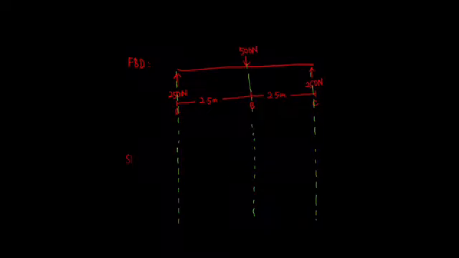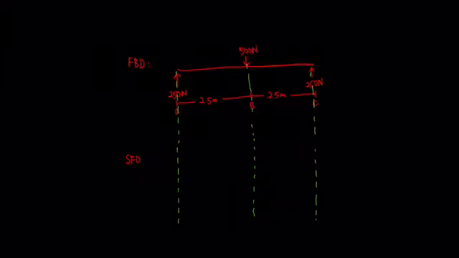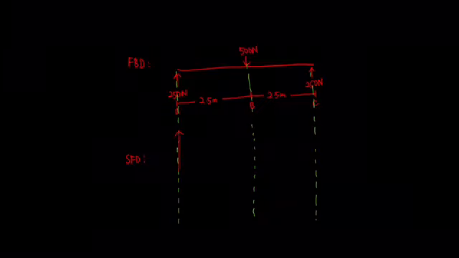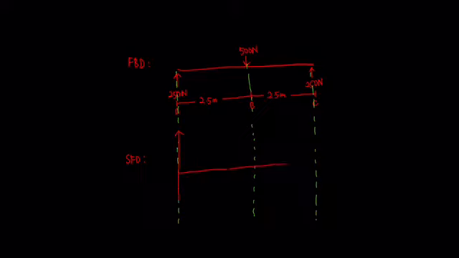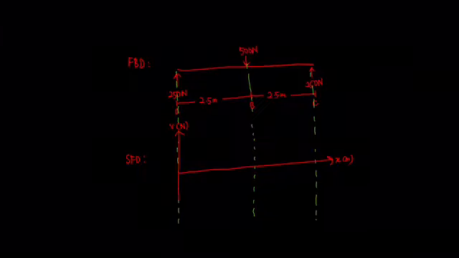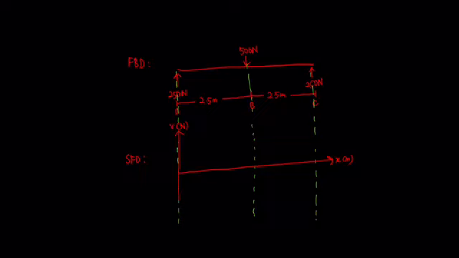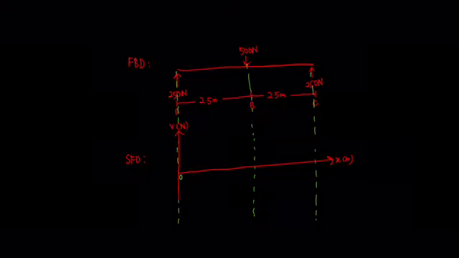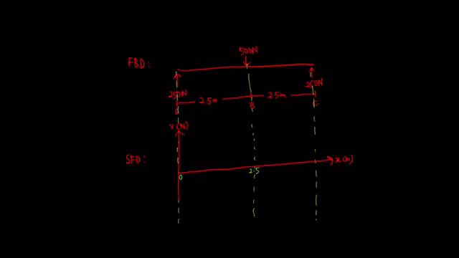Okay, so we start with the shear force diagram. So this is your axis. Put the label for each axis. Okay, and then you can plot. So according to the table, when x is equal to 0, so this is 0, this is 2.5, this is 5.